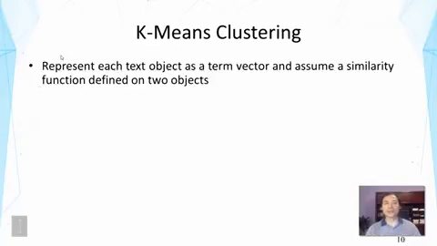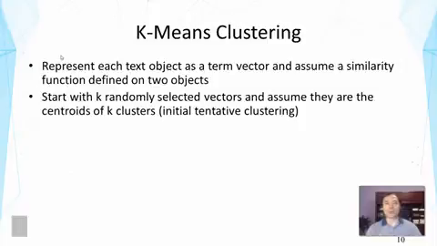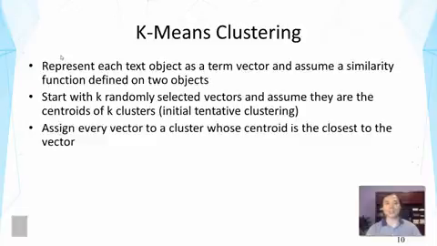Now next, let's look at another example of a method for similarity-based clustering. In this case, which is called k-means clustering, we will represent each text object as a term vector, and then assume a similarity function defined on two objects. Now we're going to start with some tentative clustering result by just selecting k randomly selected vectors as centroids of k clusters and treat them as centers, as if they each represent a cluster. So this gives us the initial tentative clustering, and then we're going to iteratively improve it. And the process goes like this.